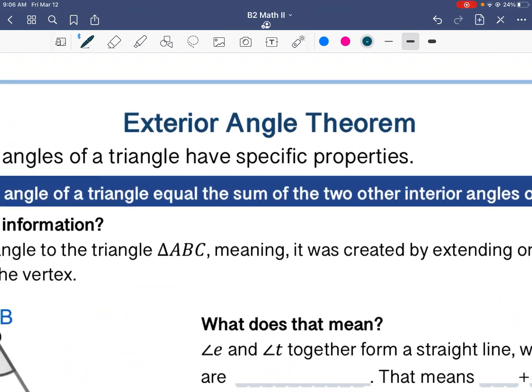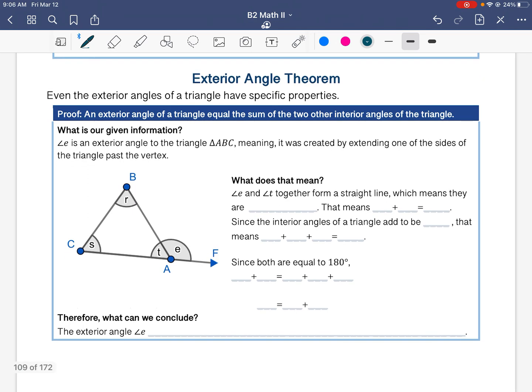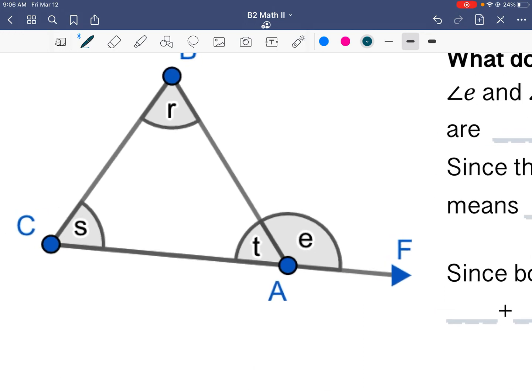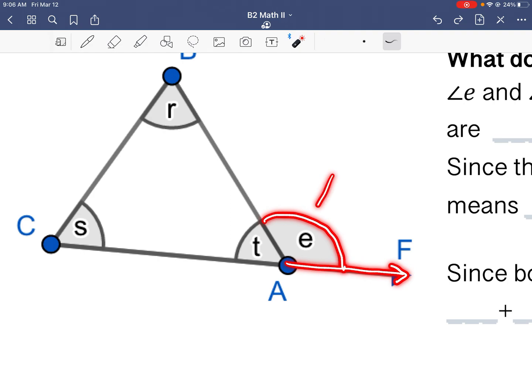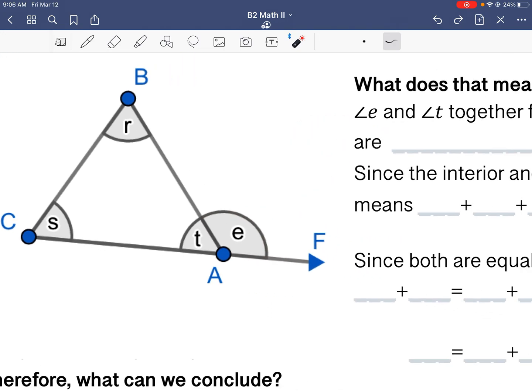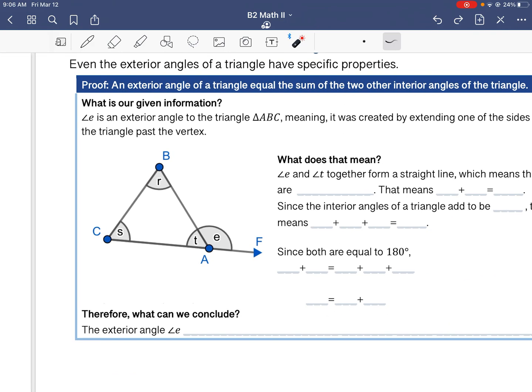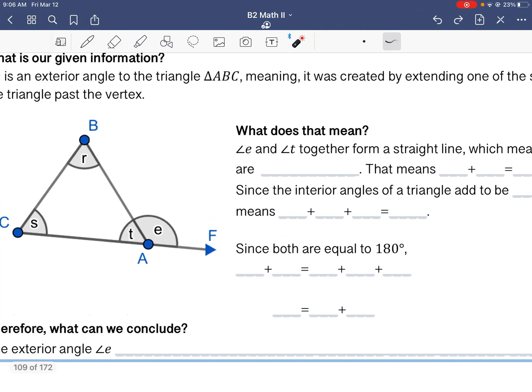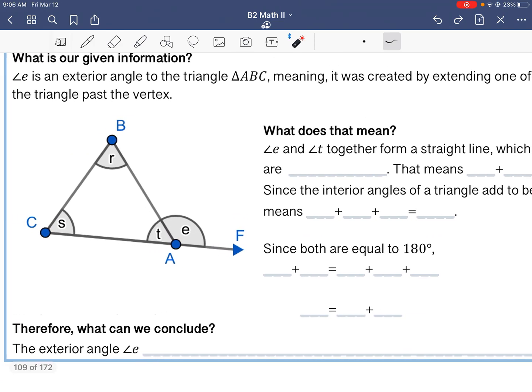Okay, so we have a proof to do, and then some practice problems here. And this is called the exterior angle theorem. So the exterior angle of a triangle just means that if you extend one side of the triangle, like I have this triangle and I've extended this side length beyond the triangle, it creates this angle outside of the triangle called an exterior angle. So we're going to prove some interesting information about that exterior angle here.